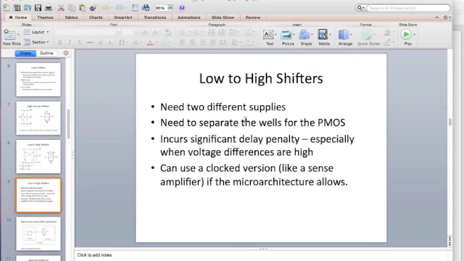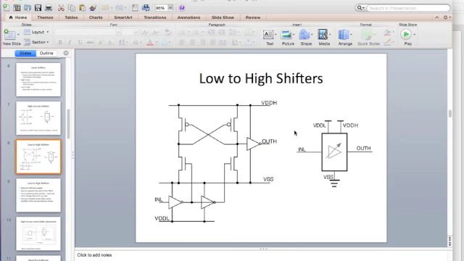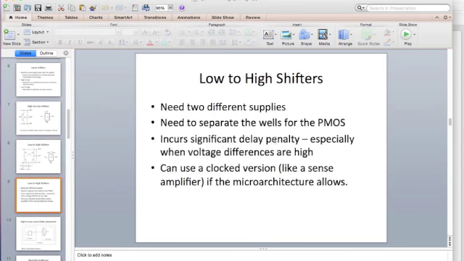So of course you need two different supplies, and you need to separate out the wells for the PMOS. That means the PMOS is here and the PMOS is in these two inverters. So you need to have a separate N-well for them. And there is quite a bit of delay penalty, especially when the voltage differences are high. And if your architecture is such that as soon as I enter into my other voltage domain, there is your clocking, you're kind of capturing it in a flop, then you can merge the level conversion with the flop using some kind of a sense-amp type structure.